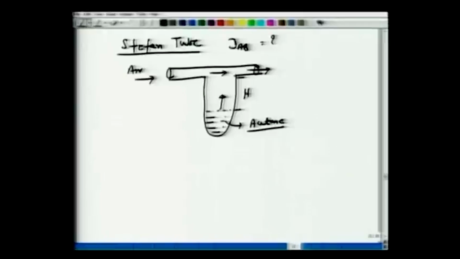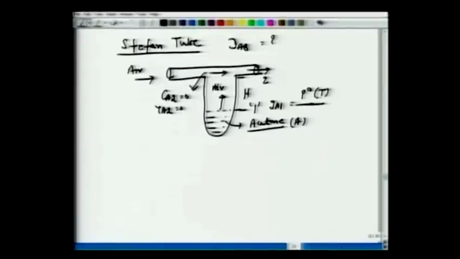We can assume that the air quantity is very large, to the extent that the concentration of acetone C_A2 is 0, or the mole fraction at location 2 is 0. At location 1, the interface of acetone and air, we can write the mole fraction of A, where A is acetone, as its vapor pressure at that temperature, P0, over the total pressure P. Again, we assume that air is not soluble in this organic, and with this technique one can predict the diffusion coefficient of acetone in air.